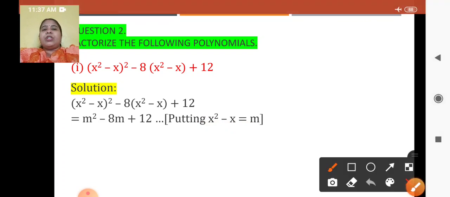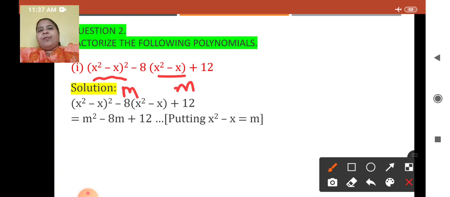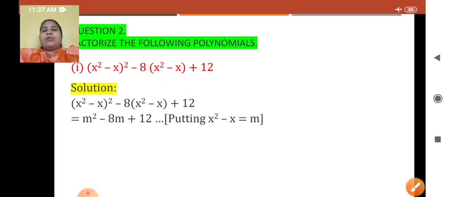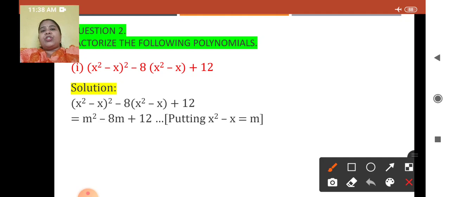Then how will this equation get changed? Now this part is m, x square minus x, so here I can write m. This part is again m. Now see this, it is m the whole square. That is the reason it becomes m square, minus 8 into m, so minus 8m, and plus 12 as it is. I hope you are understanding how this equation got transformed. What is done? x square minus x is substituted as m. So it will be m square minus 8m plus 12. Now it has become similar to the type of questions which we have done before. It is a quadratic trinomial.